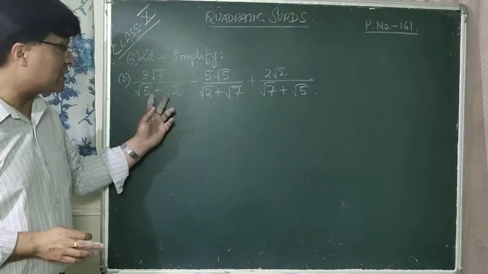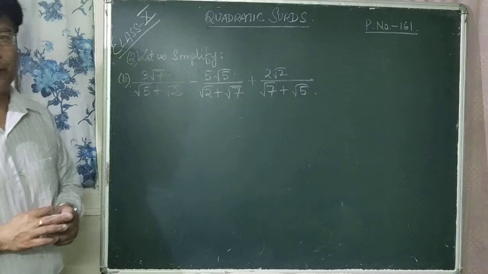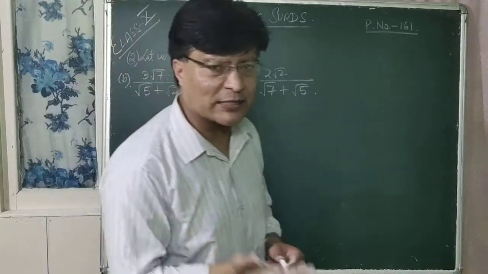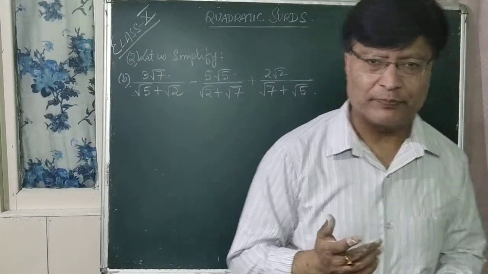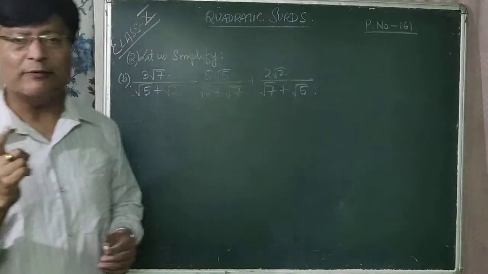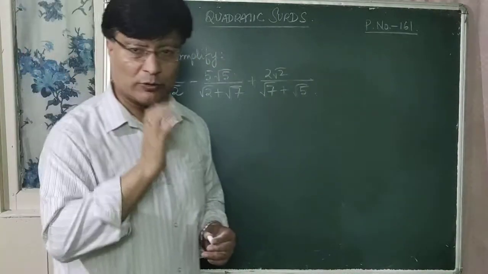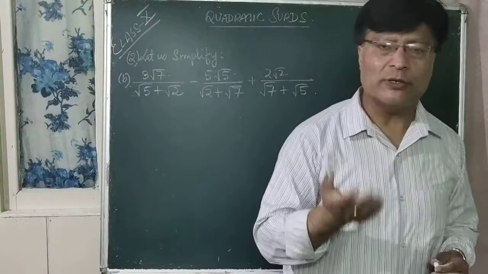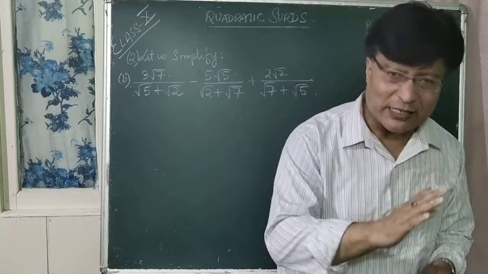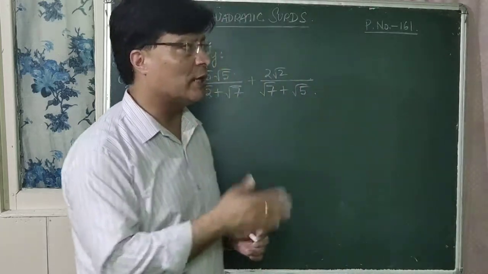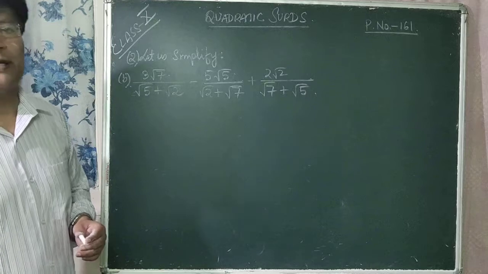So what is the rationalizing factor of the denominator? What do you mean by rationalizing factor of the denominator? Rationalizing means you have to remove square root. Rationalizing the denominator means you have to remove square root from the denominator.